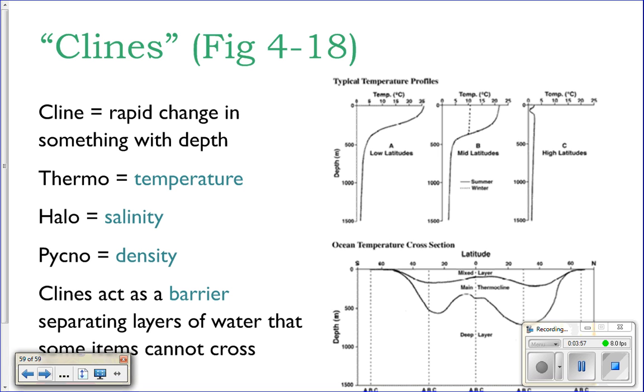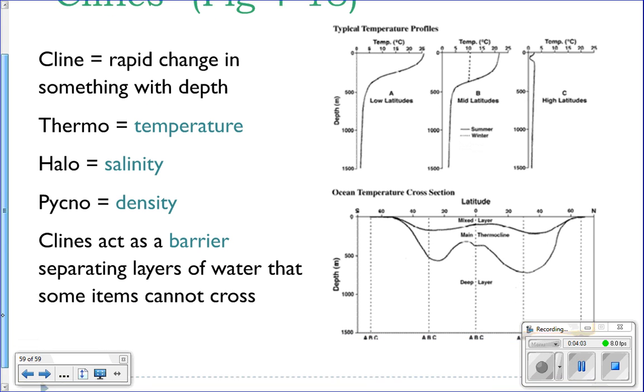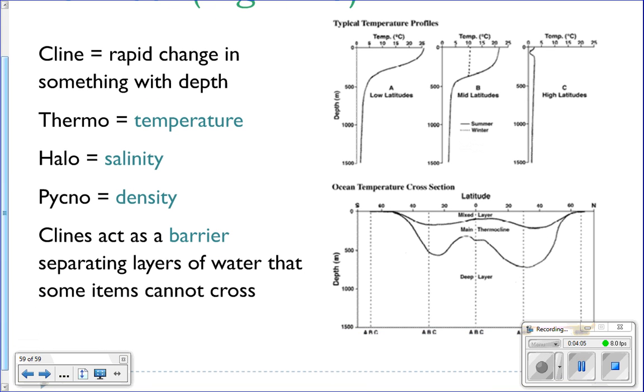And clines are important because they act as a barrier. They're going to keep things from crossing them. Just like a barrier would keep you from crossing over to the other side on the freeway, a cline will actually prevent certain things from moving across them. So you have these clines that get formed that act as barriers.